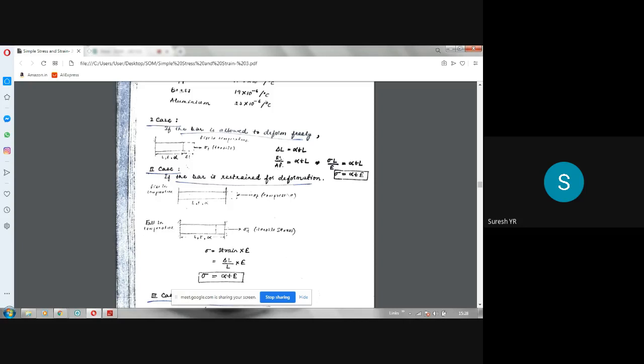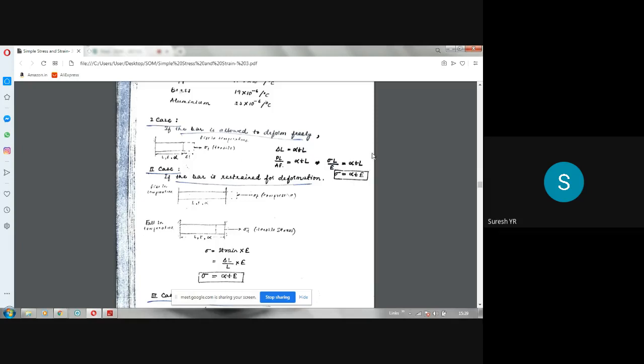This P by A can be written as sigma. That is the stress. Resistance divided by cross-sectional area is nothing but sigma. So if you replace P by A by sigma, it will be sigma L by E is equal to alpha TL. L and L will get cancelled. So sigma is equal to alpha into T into E. This is the expression for the thermal stress, when there is a rise or a fall in temperature. So with free expansion or contraction, where one side is free, the expression for stress is this.